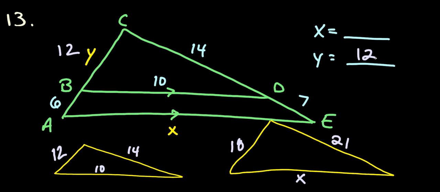Now I got to find the x. So again, I would go ahead and go 14 to 21. And then we could go 10 over x, and then cross multiply and solve. And when you do that, you end up getting an x, which is equal to 15.